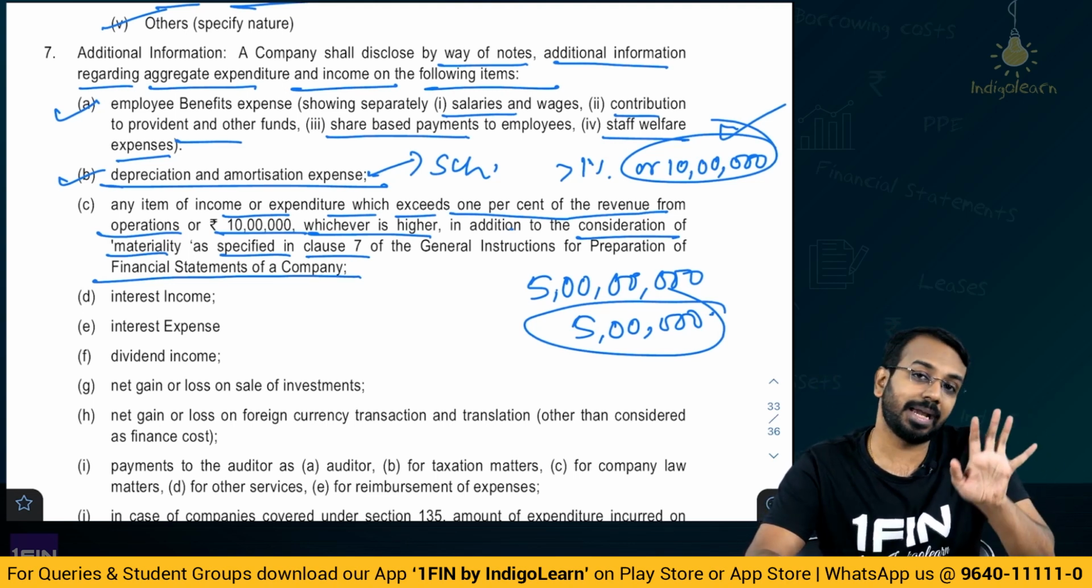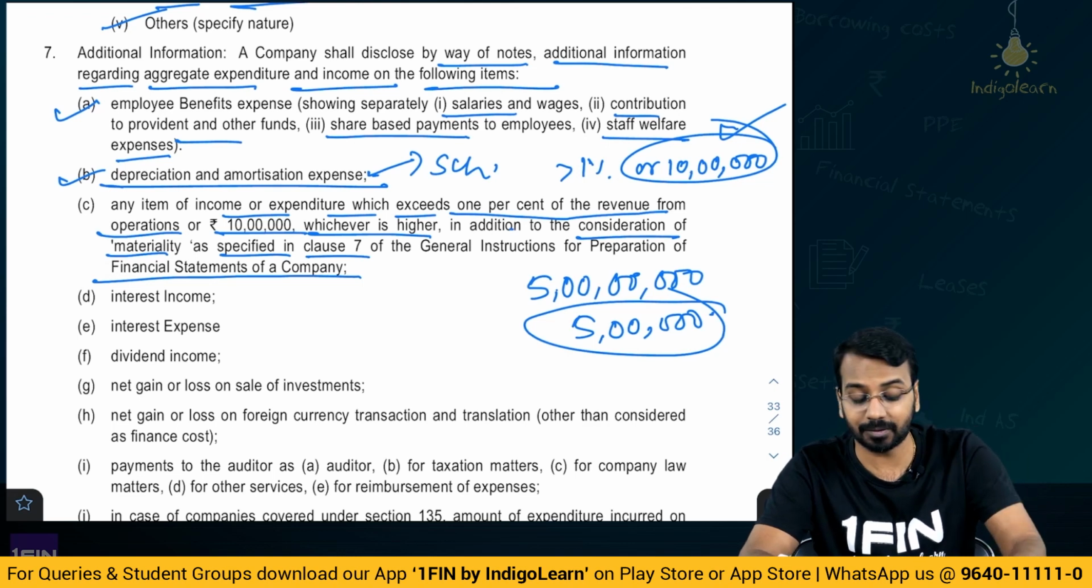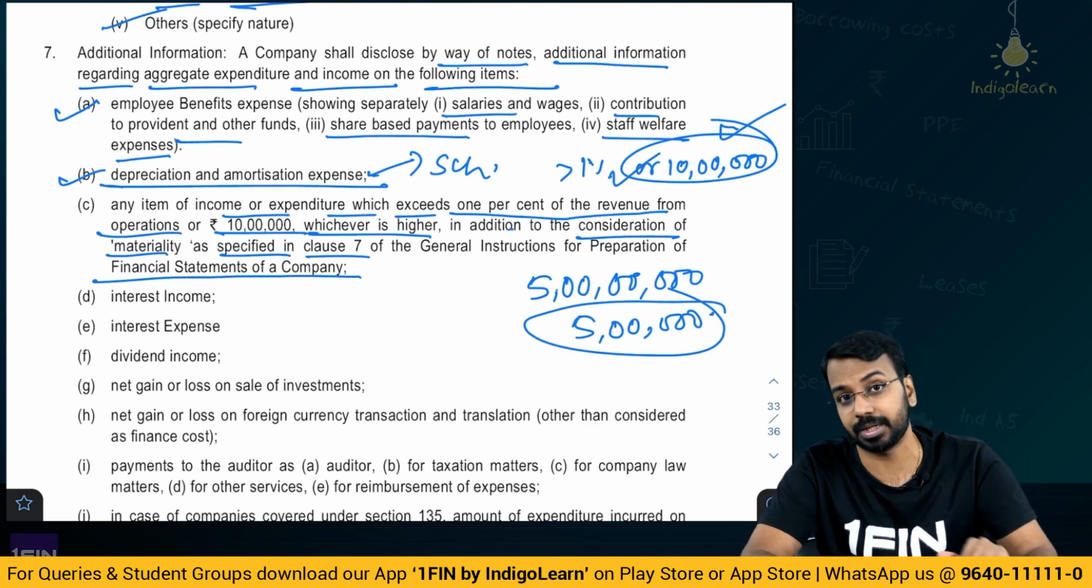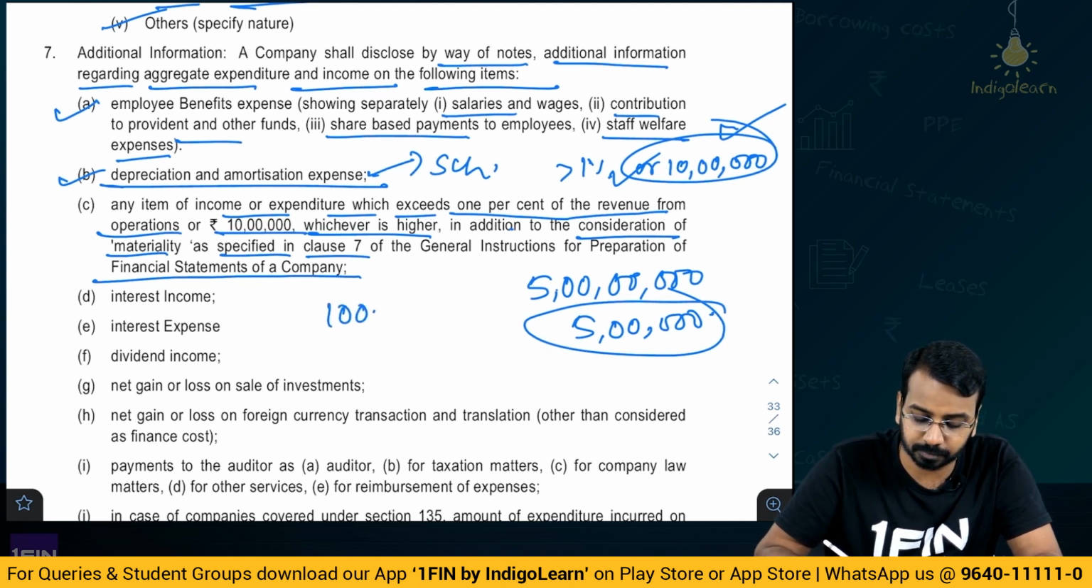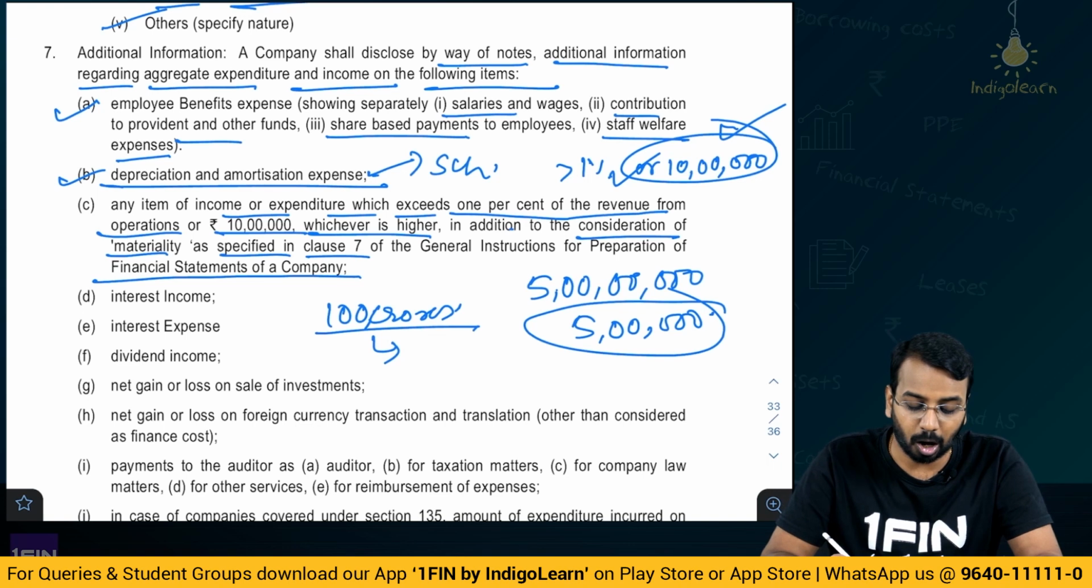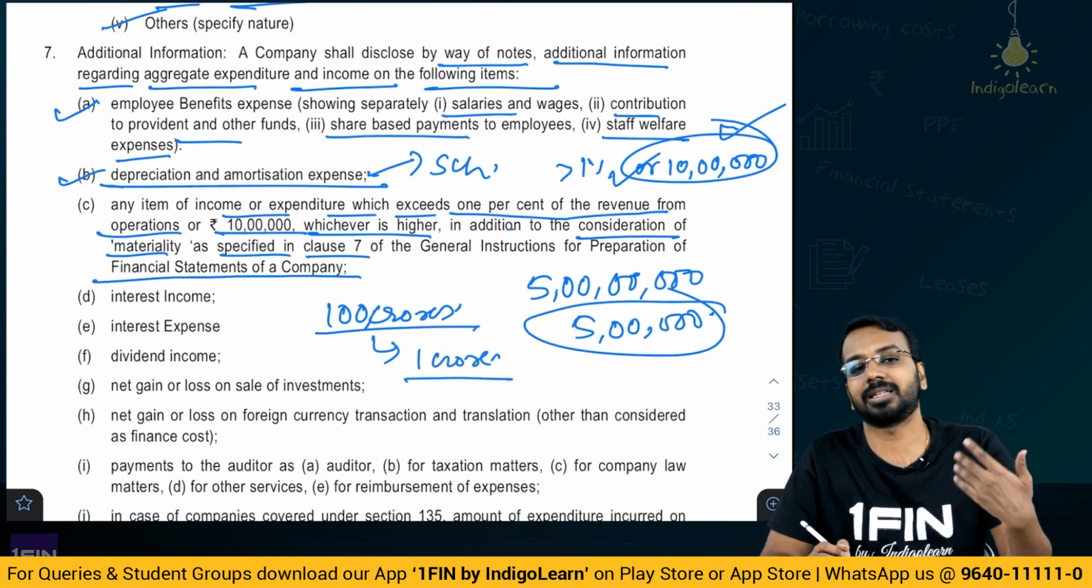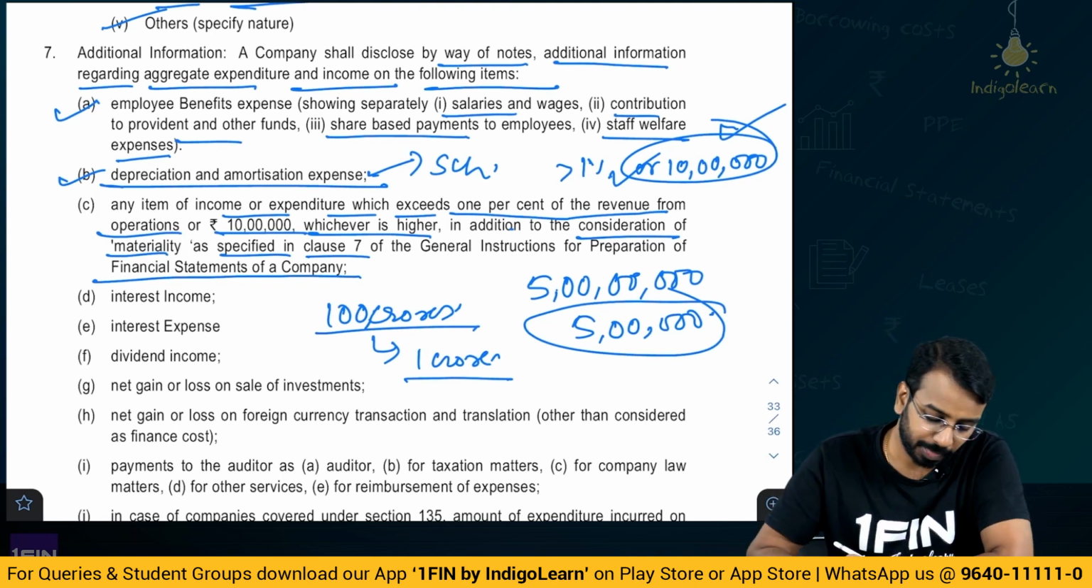Apart from something which the entity believes is material, anything more than 10 lakhs, you have to disclose separately. If, let us say, the turnover is 100 crores, revenue from operations 100 crores, then how much is 1%? 1 crore. So here anything greater than 1 crore you have to disclose separately.